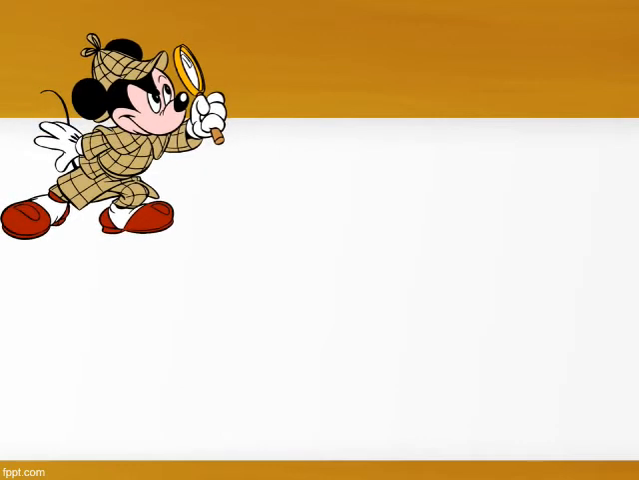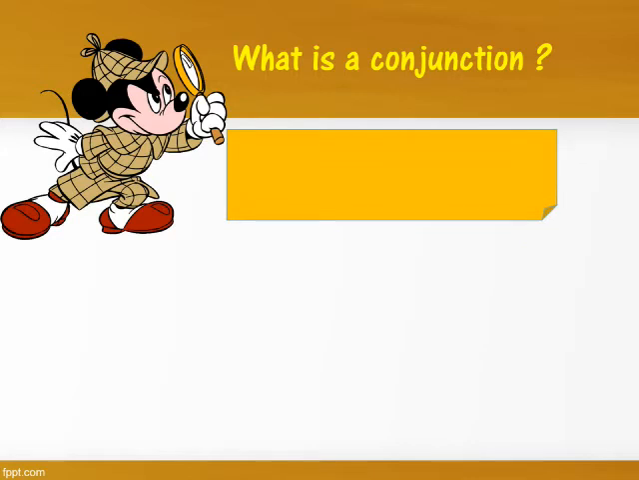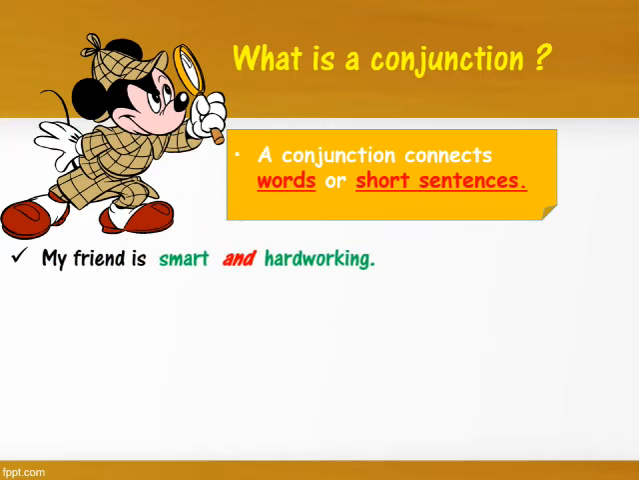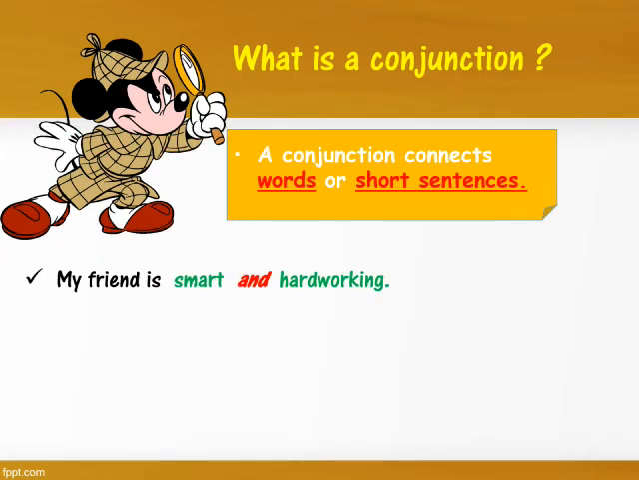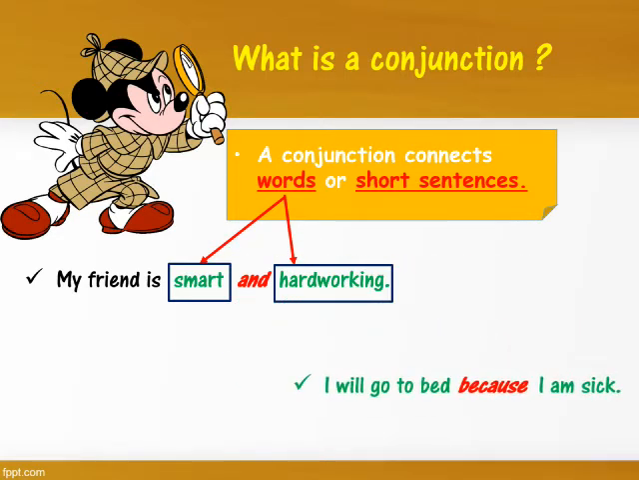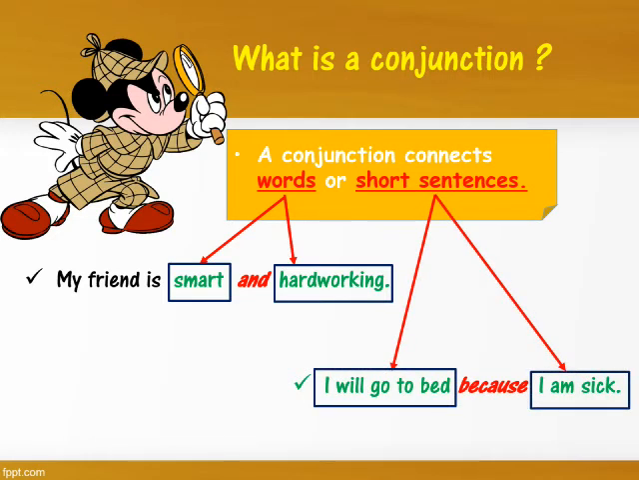You might be asking, what is a conjunction? A conjunction is a connecting word that connects words or short sentences. It can connect words, just like in this example: My friend is smart and hardworking. We also use conjunctions to connect short sentences. For example, I will go to bed because I am sick.